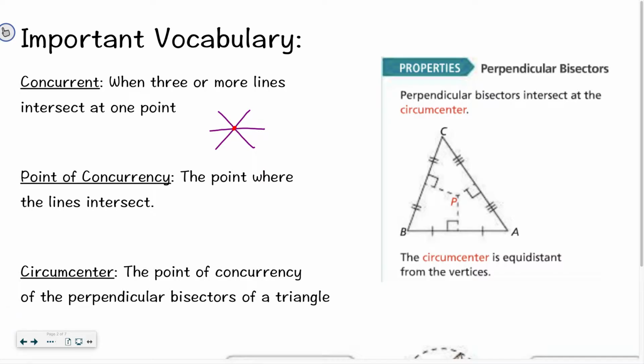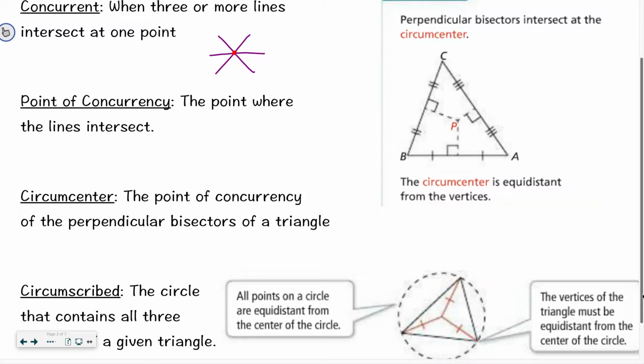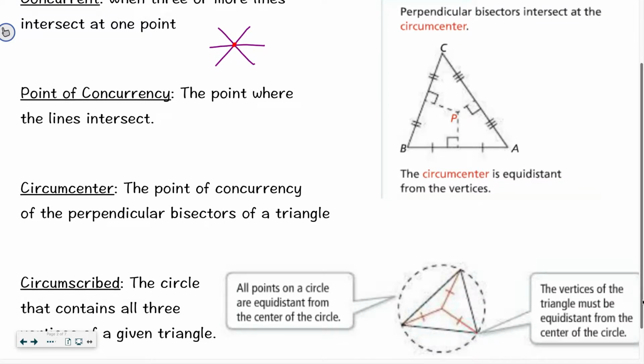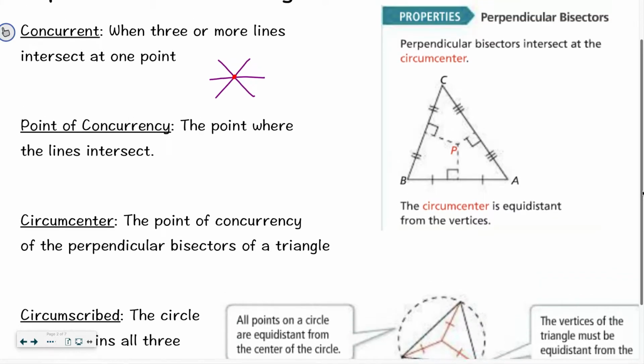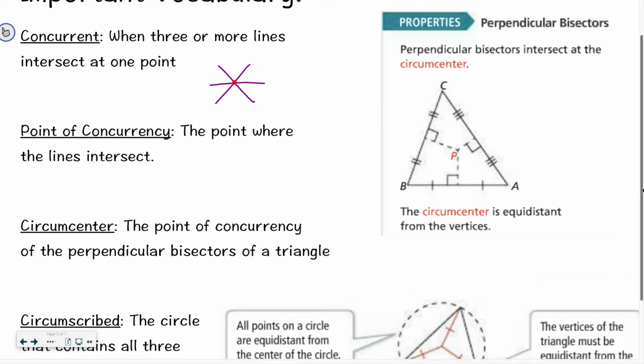Circumcenter is when you have a triangle and it's the point where three perpendicular bisectors of a triangle meet. If we look at this picture over on the right with the perpendicular bisectors, you can see that perpendicular bisectors intersect at the circumcenter. So remember, perpendicular means that it meets at a right angle or 90 degrees, and bisector means that it cuts in half.